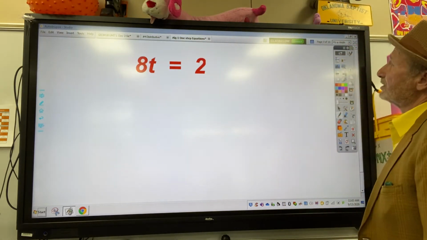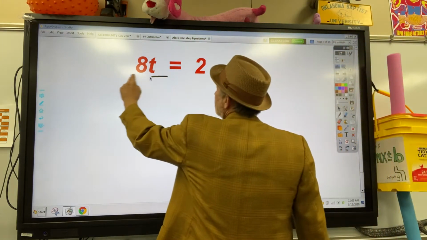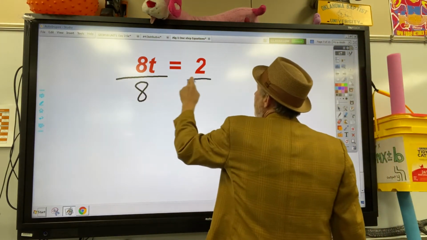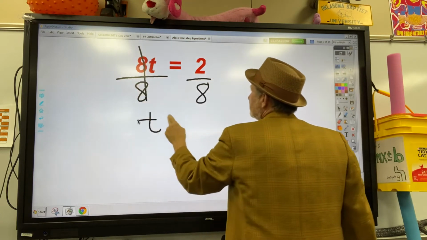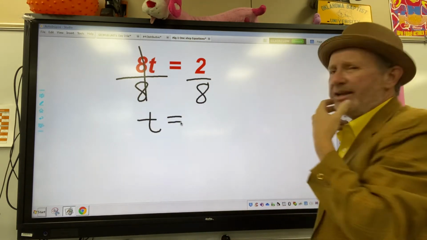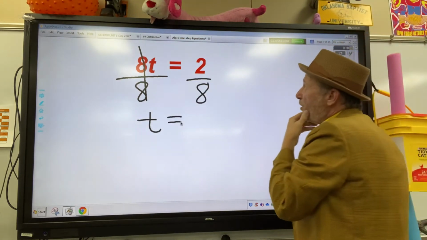Okay, next. Oh, this is an easy one. Looks like it. I'm going to divide by 8. Divide by 8. Okay, that cancels out. Gives me t. T equals, oh, wait a minute. 8 won't go into 2 evenly. It's going to be a fraction. Well, what do I do there?